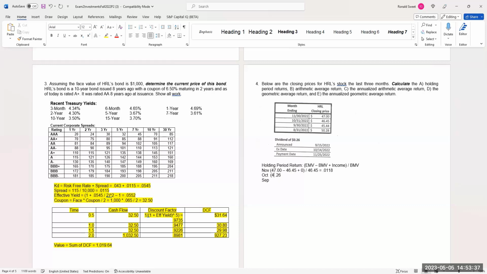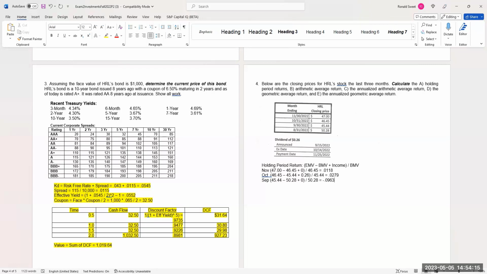You have 46.45 as the ending market value minus 45.44 as beginning market value. And here we're going to have that 26-cent dividend, all of that divided by 45.44. And that equals 0.0279. And then September, ending market value is 45.44. Beginning is 50.28. No income in this one. Divided by 50.28. And here they have a loss, minus 0.0963.